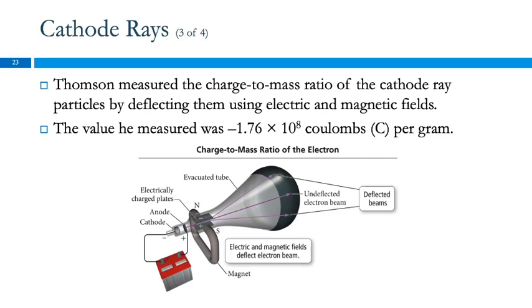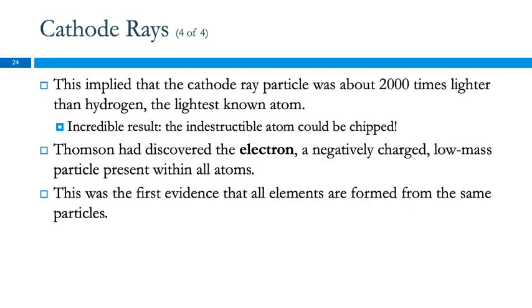So he was able to figure out that there was a charge of negative 1.76 times 10 to the 8th coulombs per gram of those particles. So, you know, that's cool, but of limited usefulness. A coulomb is a unit of charge. That's all we need to know about it. What was crazy about this, though, was that this implied that that cathode ray particle was 2,000 times lighter than hydrogen, the smallest known atom.